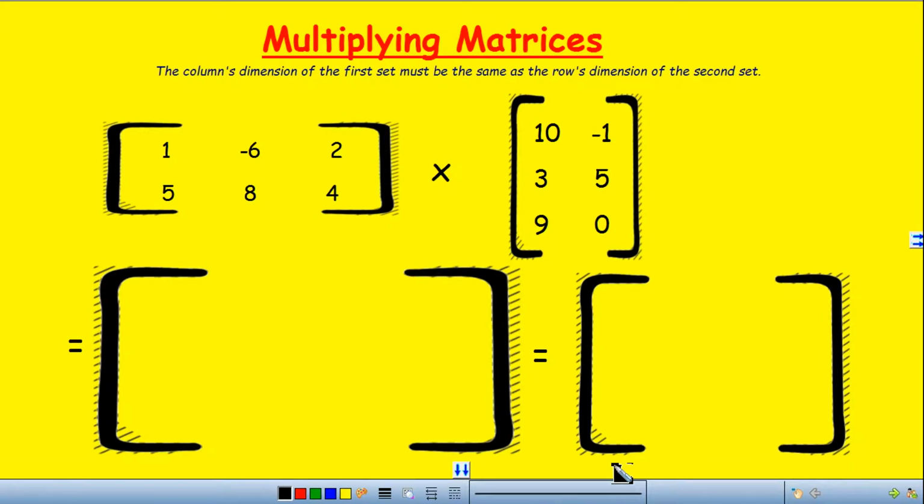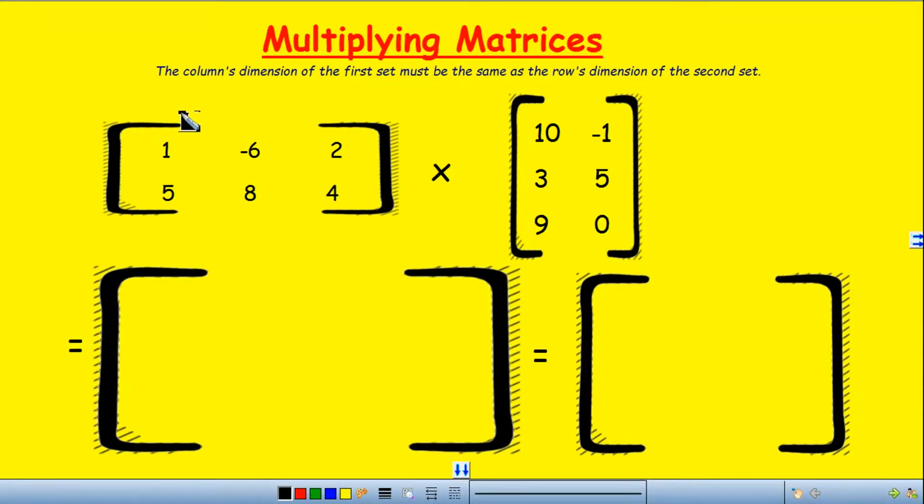Today's topic is multiplying matrices. In order for you to multiply matrices, you have to first make sure that the column's dimension of the first set is the same as the row's dimension of the second set. So let me show you what I'm talking about.